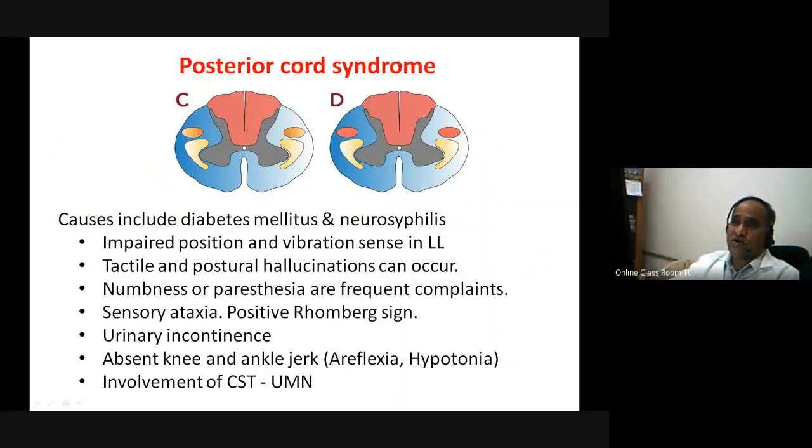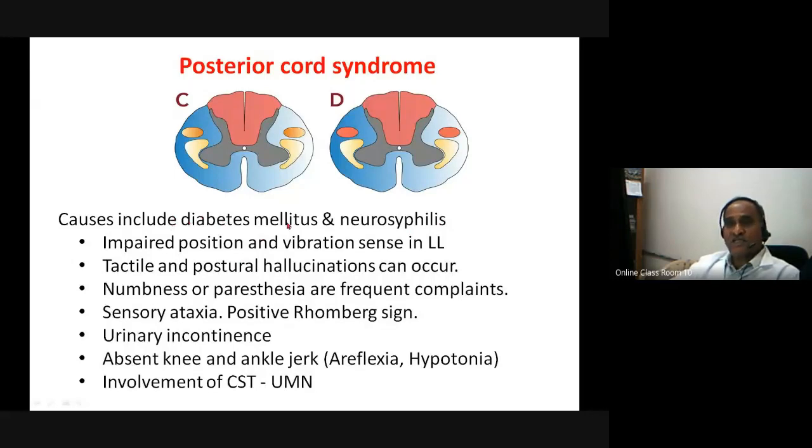Now let us see what happens in the pure posterior cord syndrome, the pure one, which we are trying to look into. It is usually because of diabetes mellitus and neurosyphilis. I mentioned tabes dorsalis. Tabes dorsalis is tertiary syphilis, or the tertiary stage of syphilis. Nowadays, it is almost not seen because for the treatment of syphilis we have antibiotics, and penicillin is the best drug, and that will kill the spirochetes, the syphilis-producing organisms.